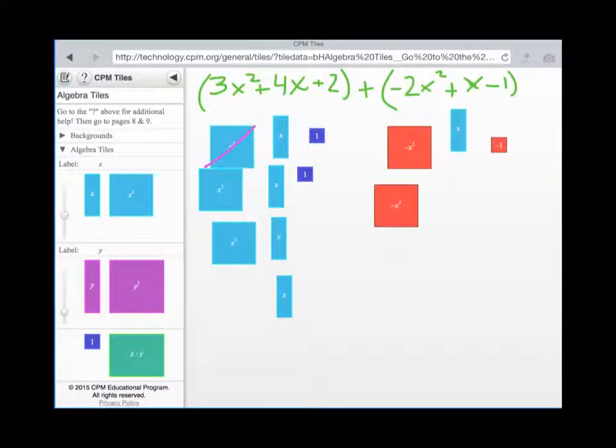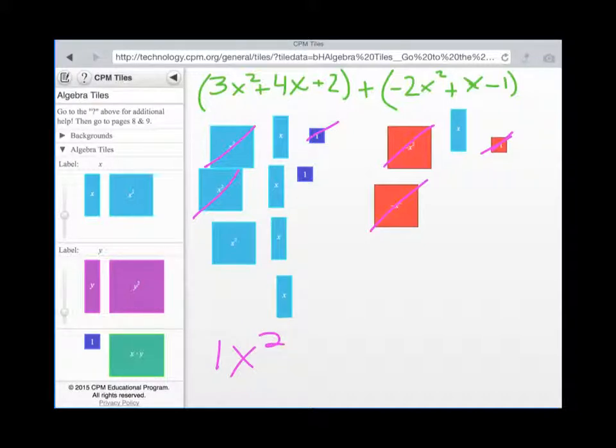Now we can have zero pairs. Look, a positive and a negative x squared is 0. Another positive and a negative x squared is 0. A positive 1 and a negative 1, that's 0. So what we have left here would be 1x squared.